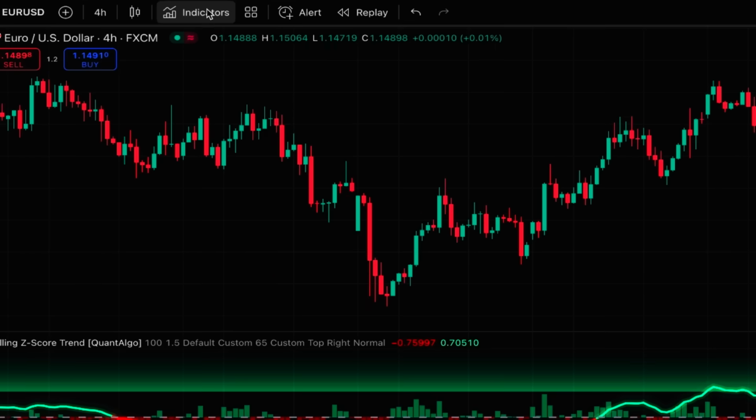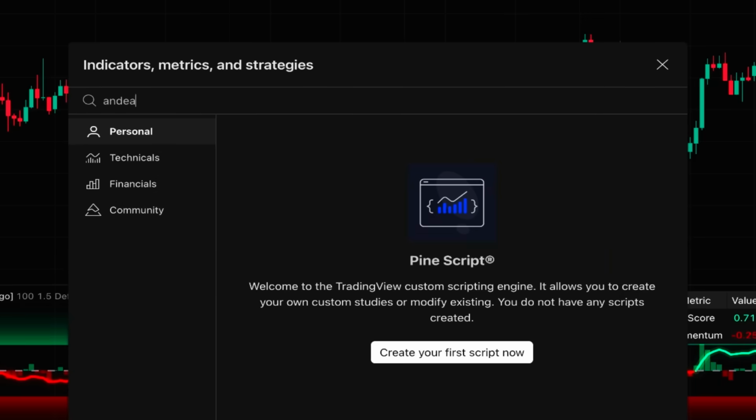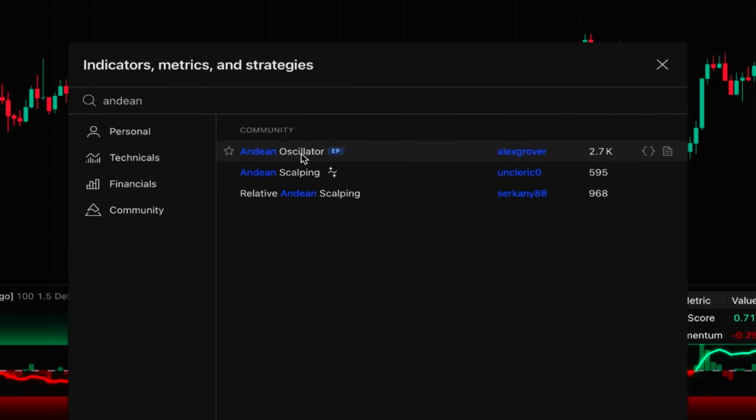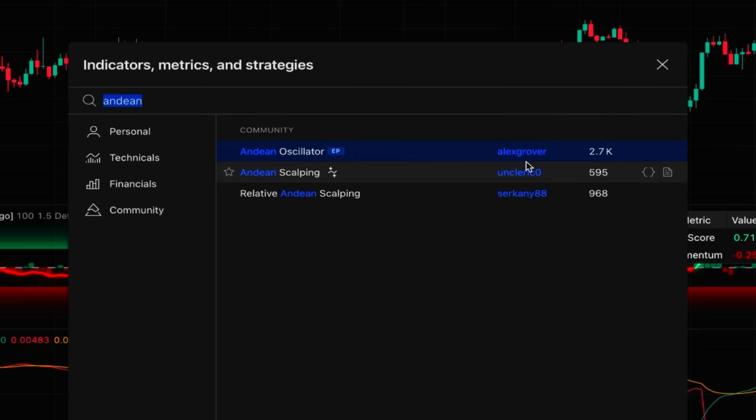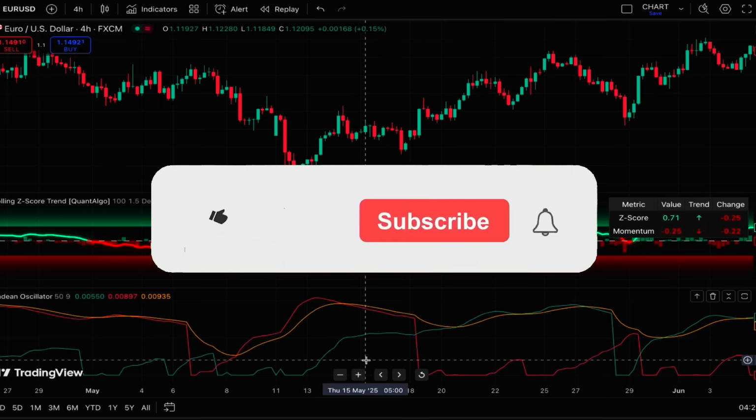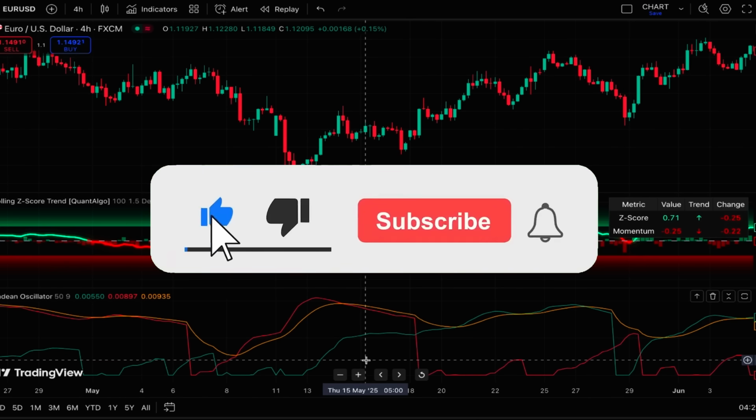One excellent indicator for this purpose is the Andean Oscillator. This one is an indicator written by Alex Grover. Alright, this is the indicator, and it's one of the best trend indicators that you can use because it can help you with both trending and non-trending markets.